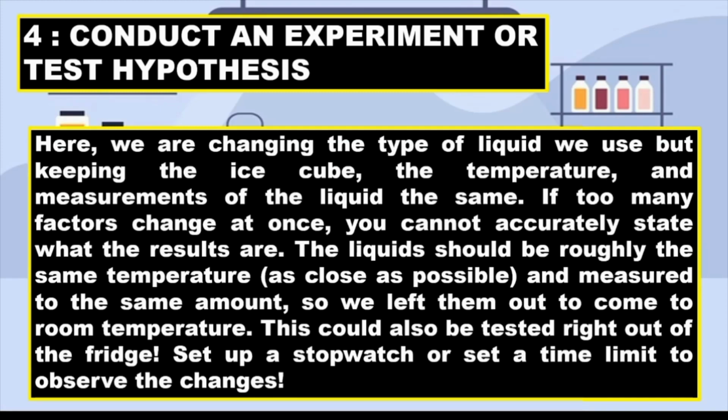Here, we are changing the type of liquid we use but keeping the ice cube, the temperature, and measurements of the liquid the same. If too many factors change at once, you cannot accurately state what the results are. The liquids should be roughly the same temperature, as close as possible, and measured to the same amount, so we left them out to come to room temperature. This could also be tested right out of the fridge. Set up a stopwatch or set a time limit to observe the changes.